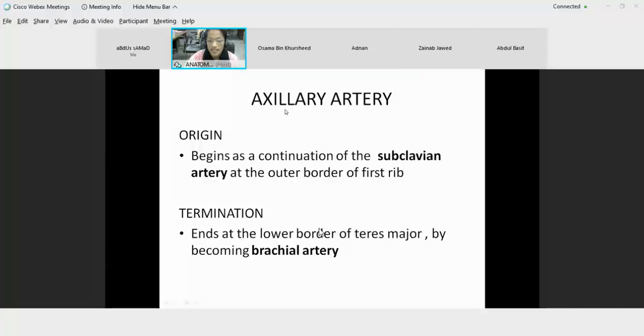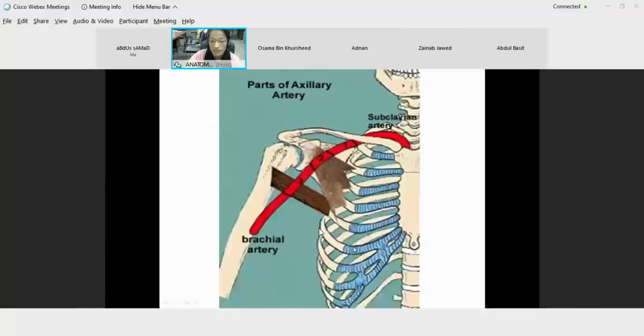Axillary artery, a quick revision. Axillary artery is a continuation of subclavian artery at the outer border of the first rib, and it terminates as brachial artery at the lower border of the teres major. It is terminating as brachial artery.